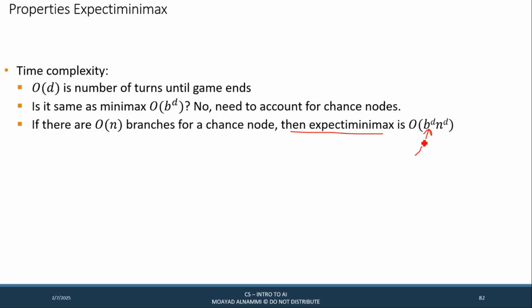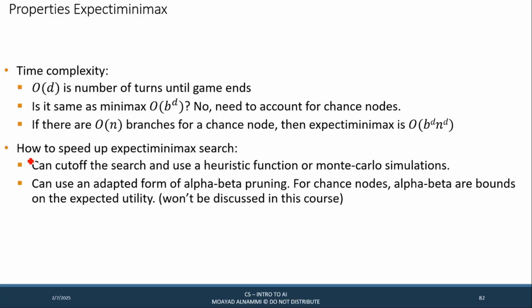This is to account for the branching from the max and min nodes, and this is to account for the branching from the chance nodes. So in total, it'll be O(b^d times n^d). How to speed up expectiminimax?